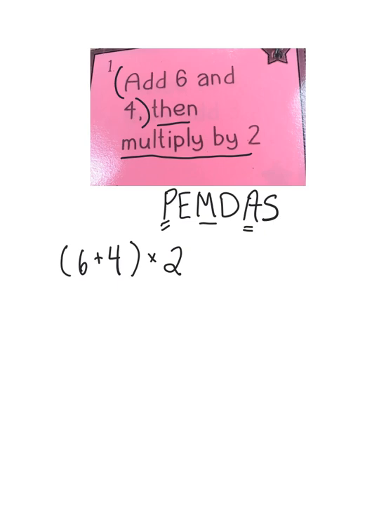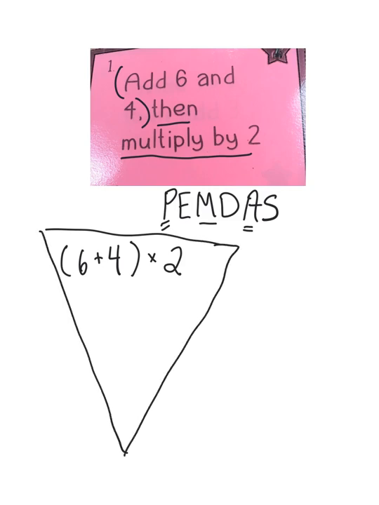When you're doing these, I want you to write your expression and then solve it. So remember, we're going to use PEMDAS pizza as a reminder to simplify the expression line by line. 6 plus 4 is 10. Drop down the times 2. 10 times 2 is 20. So the value of this expression is 20.